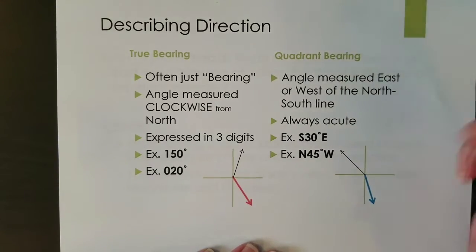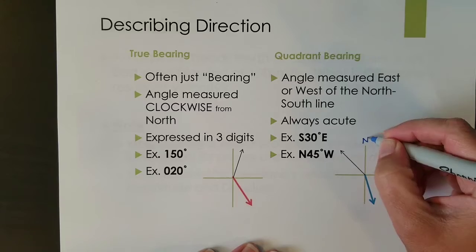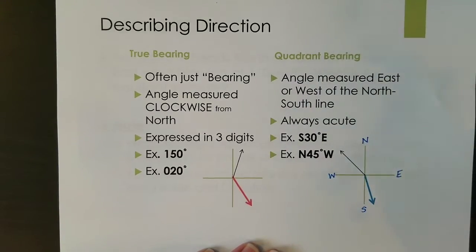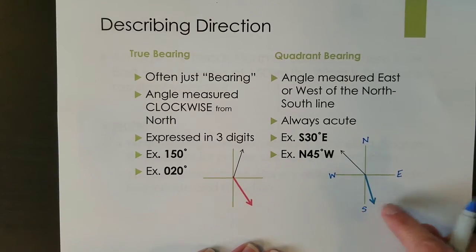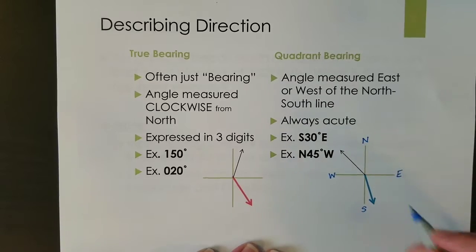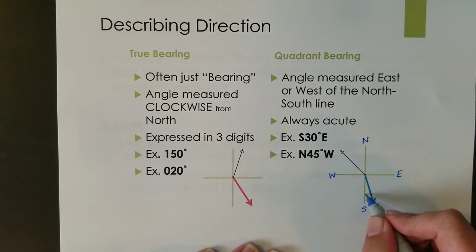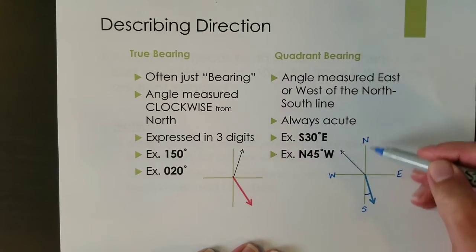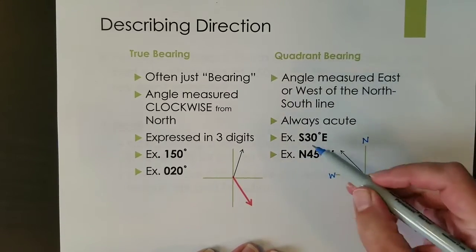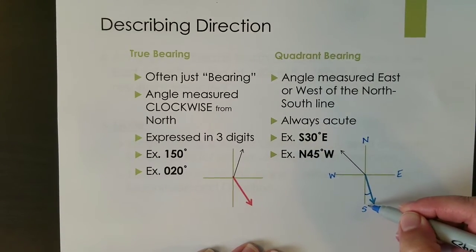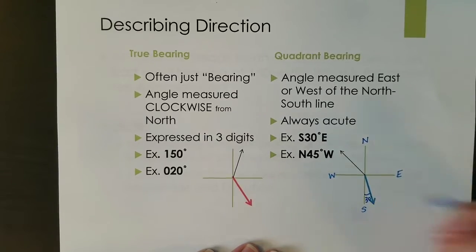And this is where you have an angle that's measured in directions based on how far east or west this is of the north-south line. So you are always going to have an acute angle here, and it's always measured from north or south. So this would be things like south 30 degrees east. So starting pointing towards south, measure 30 degrees to the east, and that's that blue line there.